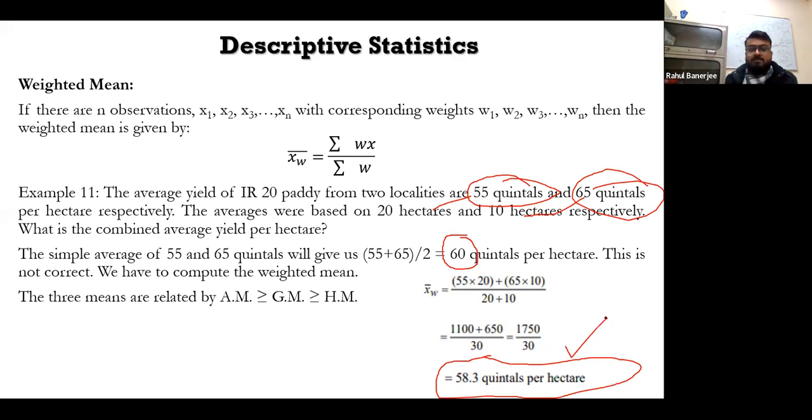Generally these weights can be anything. They can be the size of the land or something else. These weights basically show the importance of certain additional features. Generally, this is the relationship between the three means: for any data set, the arithmetic mean is always greater than the geometric mean, and it is always greater than the harmonic mean.